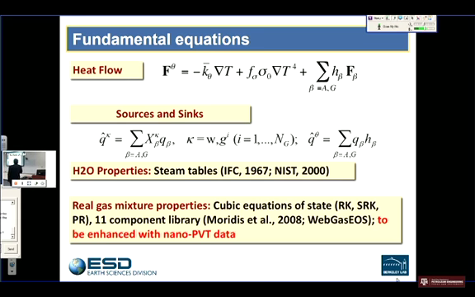And in terms of real gas properties, we have three options there, either the Redlich-Kwong, the Soave-Redlich-Kwong, or the Peng-Robinson equation. We have a library with 11 component gases. And what is happening now is to address the point, I think it was Bobby made this earlier.